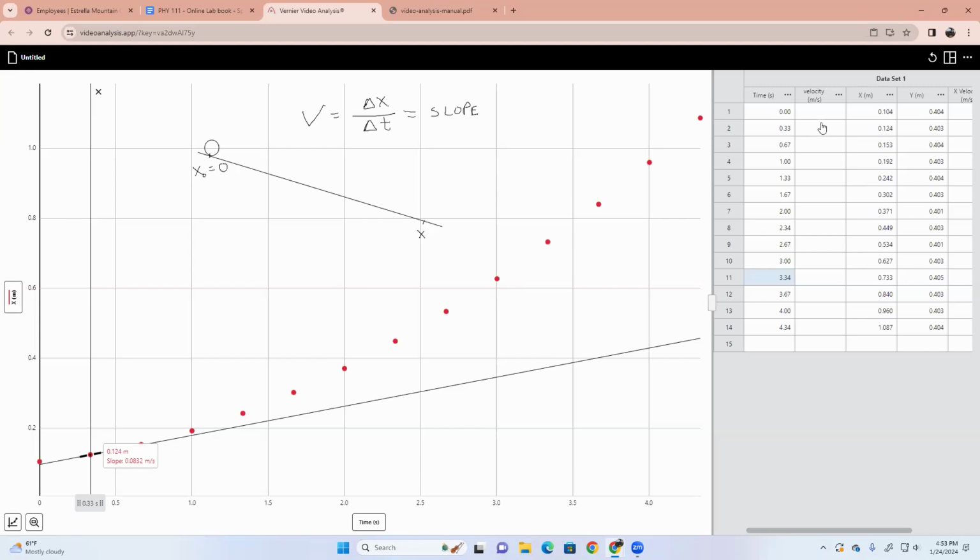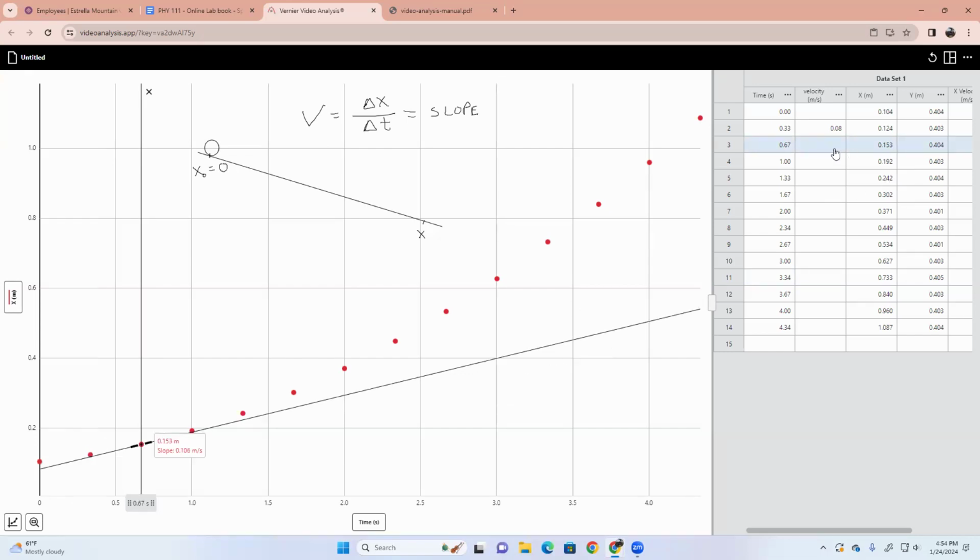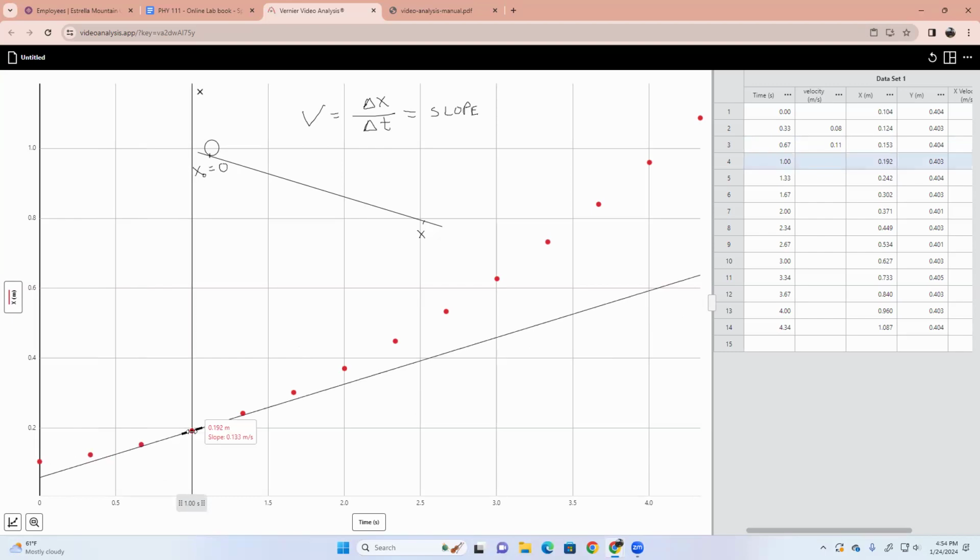So for example, at 0.33 seconds, the velocity is 0.08. We're going to avoid the data points at the end. The computer does not have enough data to get an accurate slope of the tangents at the end, so we're going to avoid the end points. At 0.67 seconds, the slope looks like 0.11. At 1 second, the slope is 0.13.